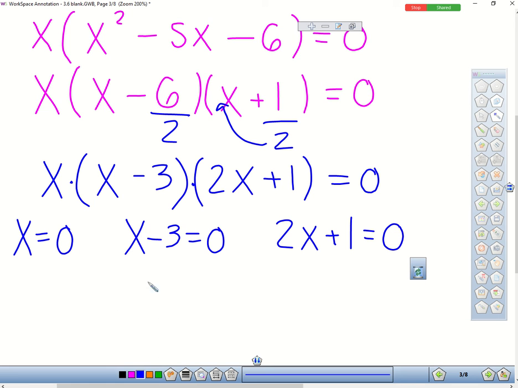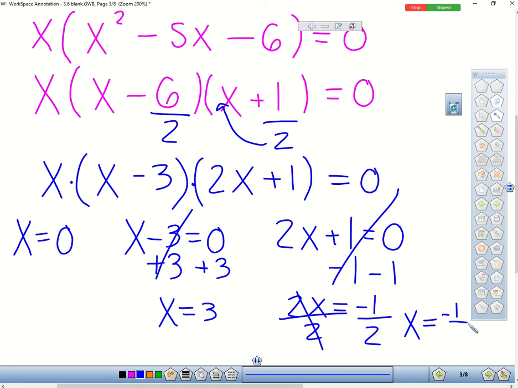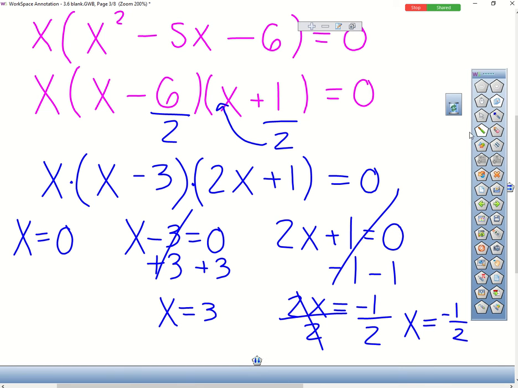Over here we don't have to solve. Here we add 3 to both sides and we get x equals 3. And over here, I subtract 1 on both sides, which gives me 2x equals -1. Then I divide both sides by 2, which gives me my final answer of x equals -1/2. So these right here are our 3 solutions.